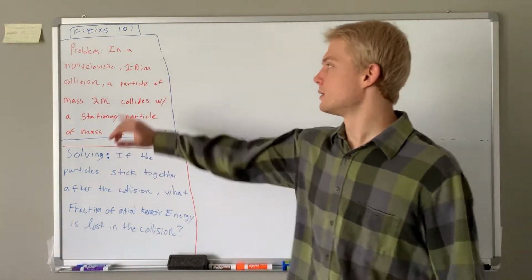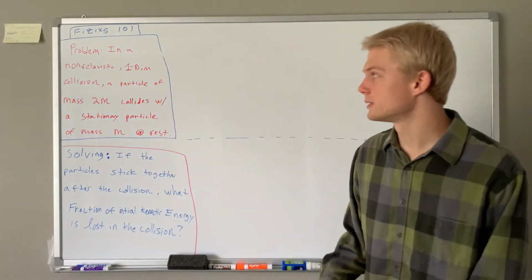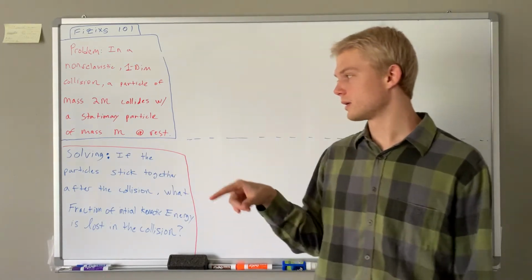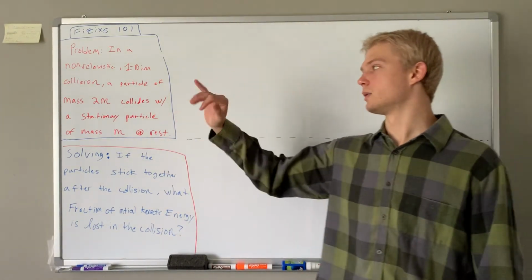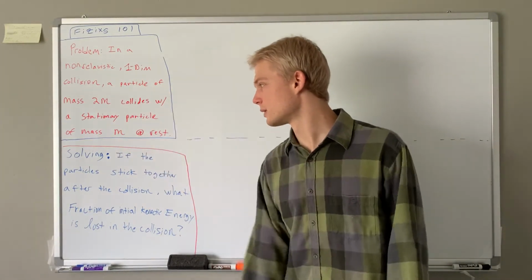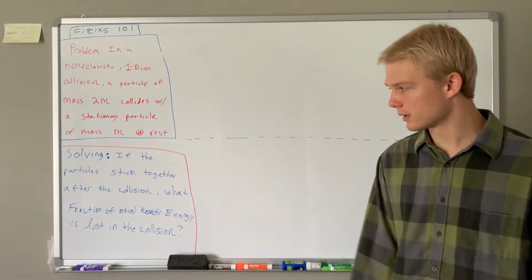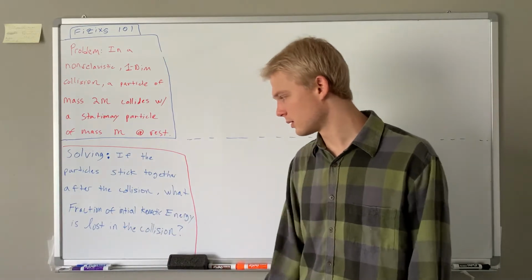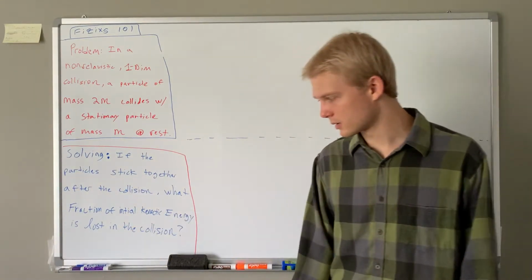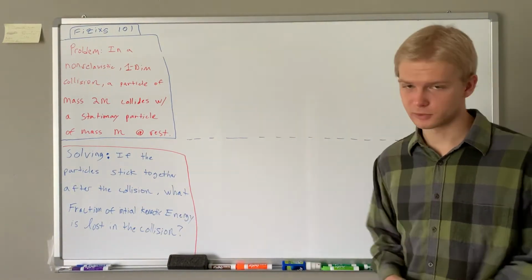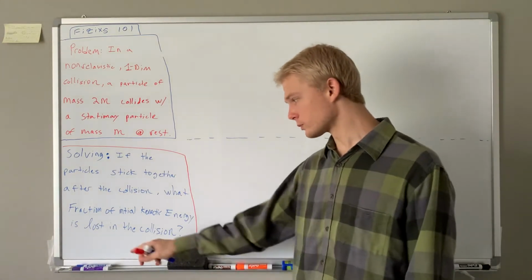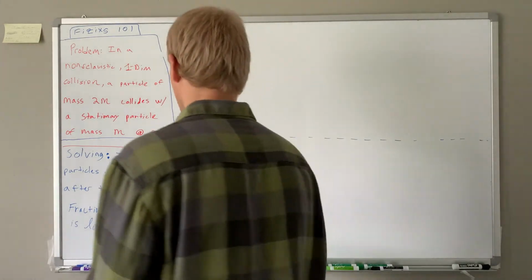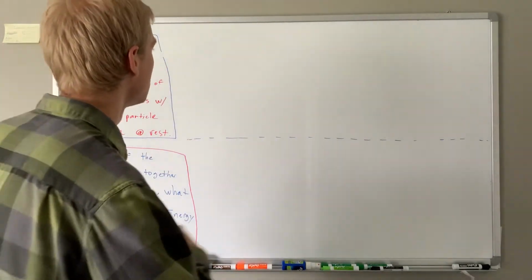Okay, so this problem is a one-dimensional non-relativistic collision. It's a 2m mass particle with an m mass particle. This one's moving, this one's at rest, and in the end they stick together, and you want to find what the loss is in terms of the initial kinetic energy after the collision. But it's lost during the collision. That's the big thing.